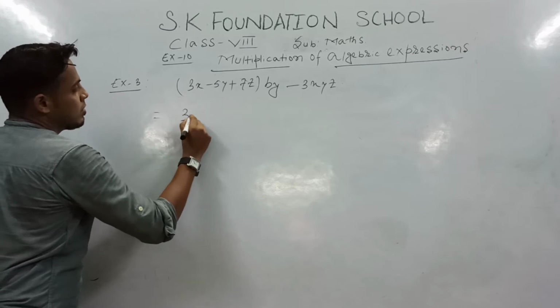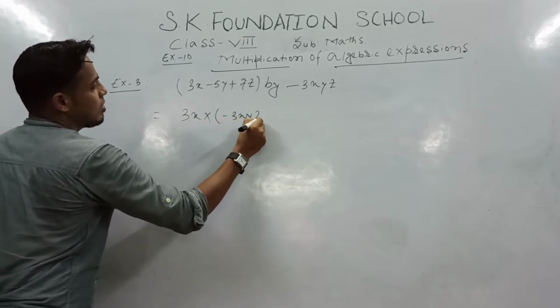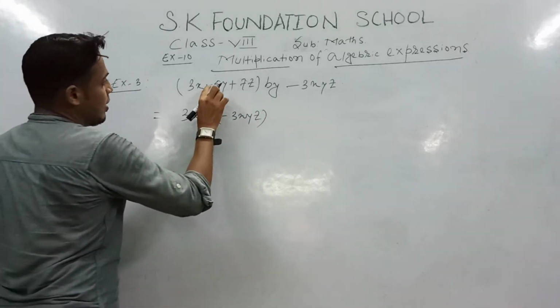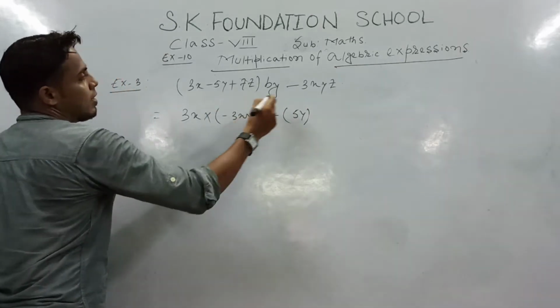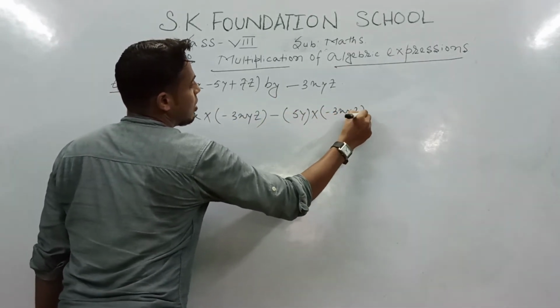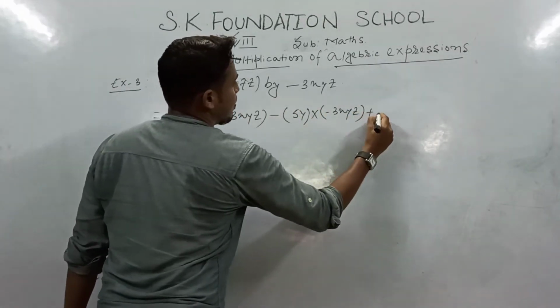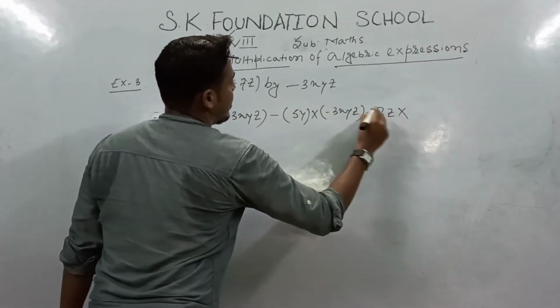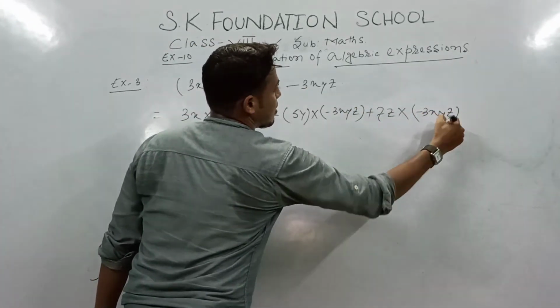So 3x into minus 3xyz. Okay, next, minus sign, 5y into minus 3xyz. Okay, third term is a plus sign, plus 7z into minus 3xyz.